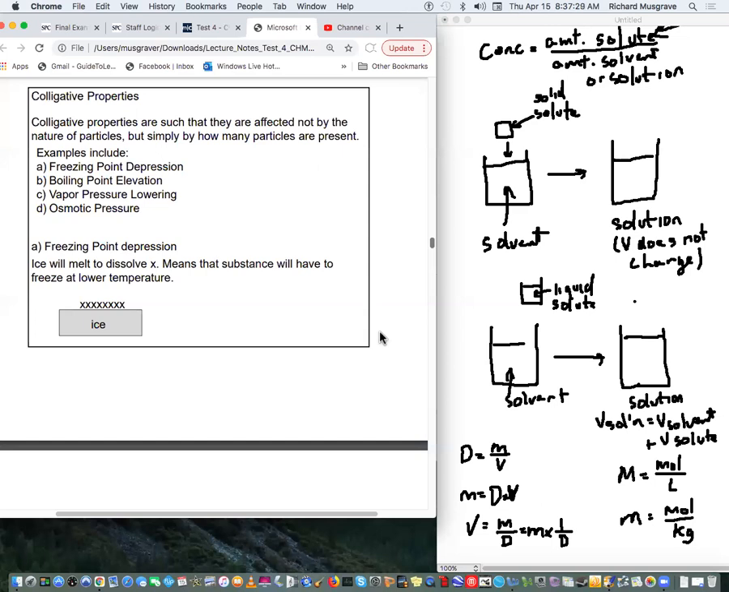Does anybody have any questions about freezing point depression so far? Okay.